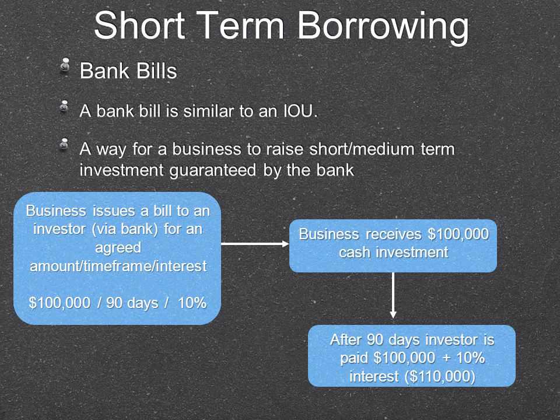So a business would then receive $100,000 of cash investment, which they could use to fund medium-term development or meet any of their short-term needs to make sure they have liquidity. And then after the 90-day period, the investor is paid the $100,000 back, plus 10% interest. So they receive $110,000. The business then effectively would have received $90,000 to invest. It's a good source of borrowing, and it is also agreed upon and factored in through the bank.